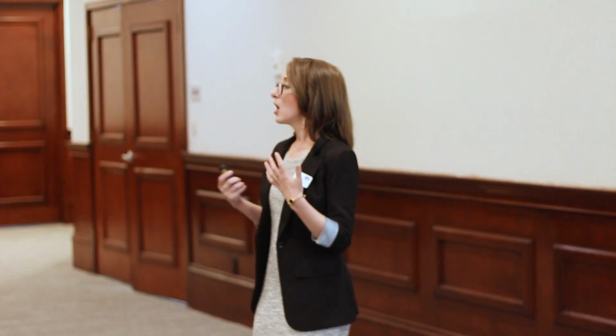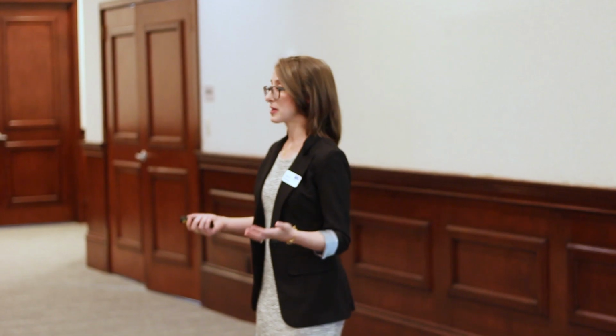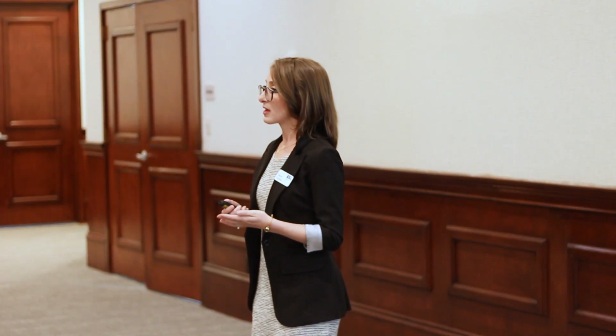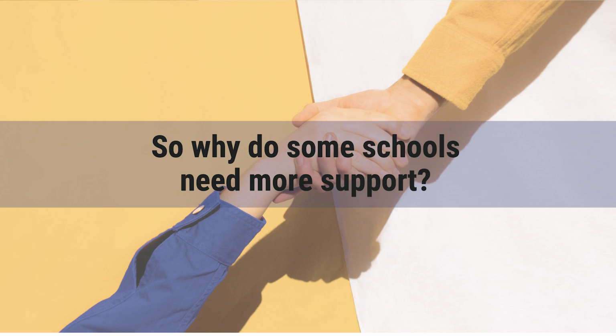Because we know that all students benefit from supports and resources. Some students need more supports and resources. And when the work of OnTrack Greenville began about 8 years ago, it began with the recognition that some schools need more. We can't take an equality approach to student outcomes, but instead we need to take more of an equity approach. So what does it look like to provide more where more is needed? So really the question becomes, why do some schools need more support?